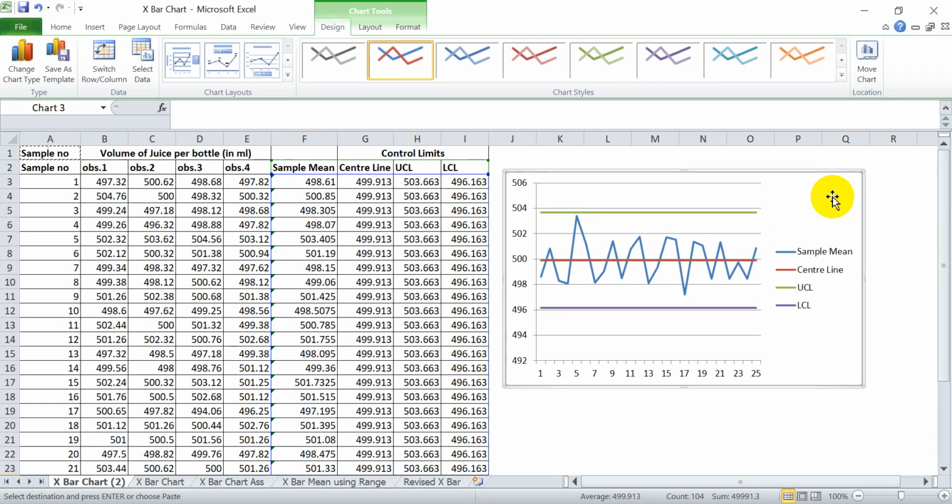Now you can see that all the values are within the control lines. So what we can interpret from this experiment, or from this chart, is that all the points are within the control limits, the upper control limit and lower control limit. So we can infer that the process is under statistical control.